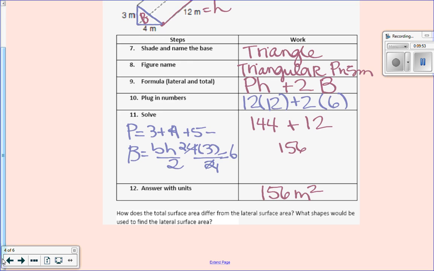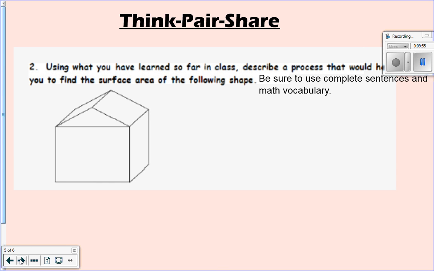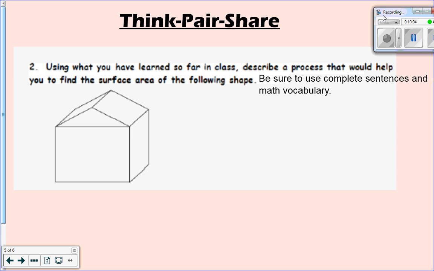All right, with your table, you're going to think, pair, share. So using what you've learned so far in class, describe a process that would help you find the surface area of the following shape. So with your table, write complete sentences, discuss how would you find the total surface area, and then we're going to share what each table comes up with. Are we good? All right.